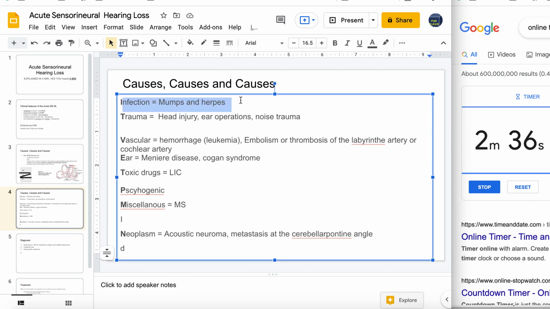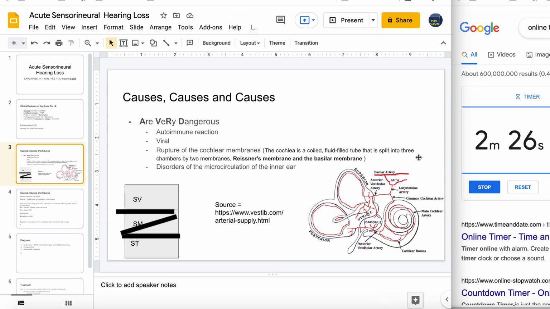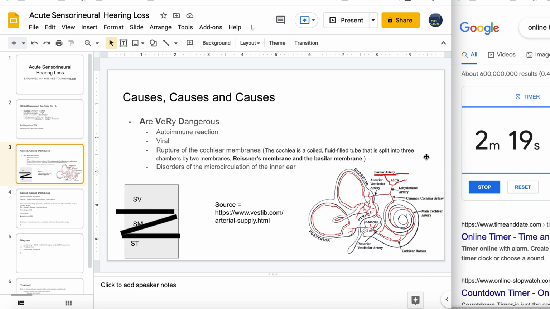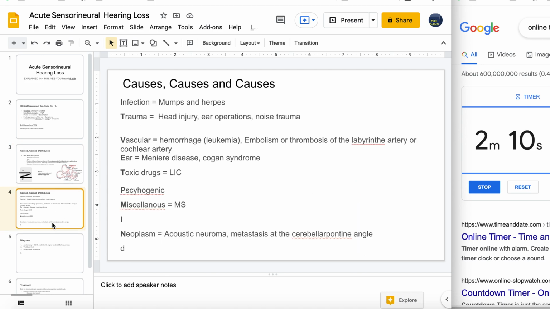So mumps, herpes, we have head trauma, ear operation, noise trauma, we have vascular hemorrhages such as leukemia, embolism, thrombosis of the labyrinthine artery, which I drew over here, which is a branch of the ICA. So the labyrinthine artery is a branch of the ICA, and then another artery, the cochlear artery, is a branch of the labyrinthine, the common cochlear, and then the anterior vestibular artery. And so the ICA gives the anterior inferior cerebellar artery.